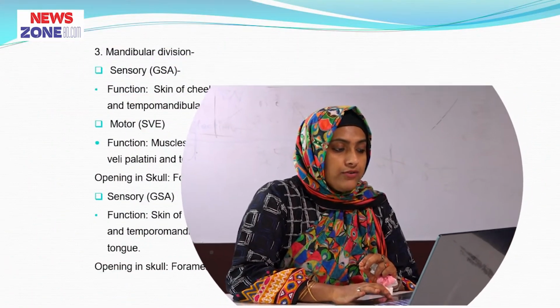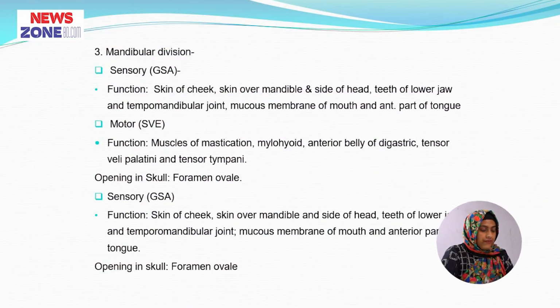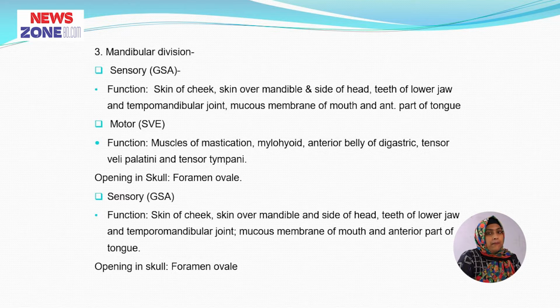We already know that the trigeminal nerve has three divisions, that is the ophthalmic, maxillary and mandibular divisions. We have already discussed the maxillary and the ophthalmic divisions of the trigeminal nerve. Now, I am going to discuss the mandibular division. The mandibular division is a mixed nerve, that is, it carries both motor and sensory fibers.